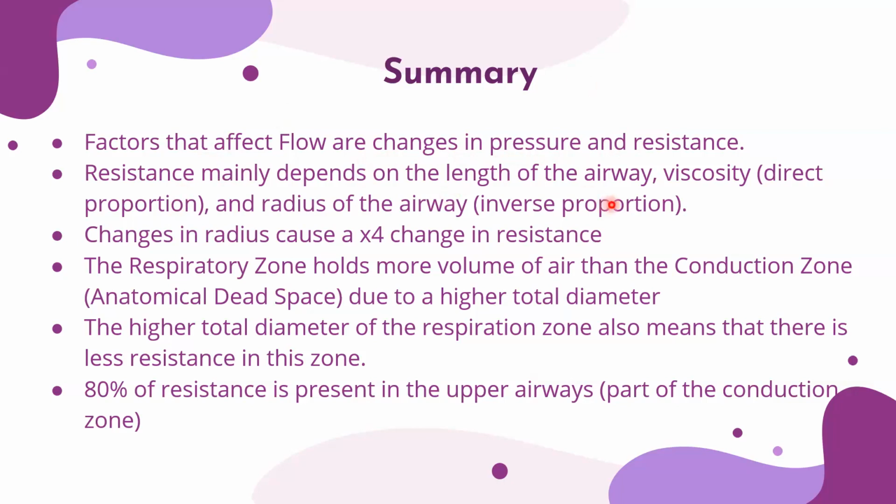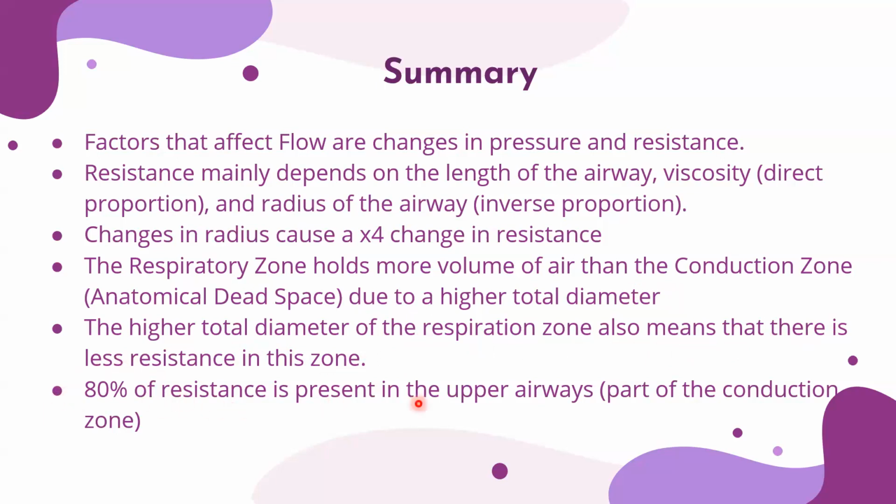Resistance mainly depends upon the length of airway, viscosity, and radius, according to its equation. Change in radius causes a 4-fold change in resistance. The respiratory zone holds more volume of air than the conducting zone, or the anatomical dead space, due to higher total diameter. And why does a higher total diameter of the respiratory zone also mean less resistance in this zone? Because we talked about how we're going to have a collective diameter. We add the diameter of every single airway in a particular generation, and that gives you a total diameter.